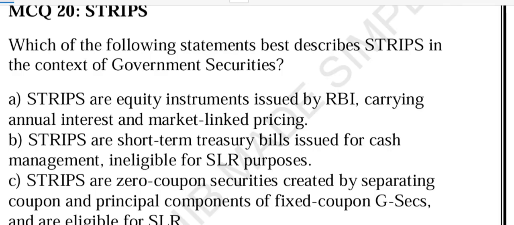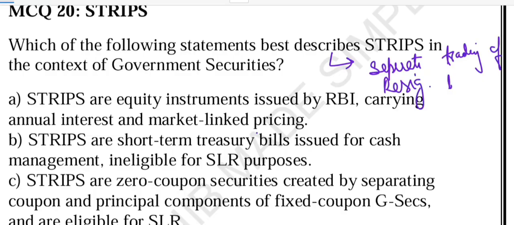Imagine taking a chocolate bar with layers and splitting it into individual pieces. That is exactly what STRIPS do with the government bond. So what is STRIPS? First of all, let's talk about the full form of it. Its full form is Separate Trading of Registered Interest and Principal of Securities.